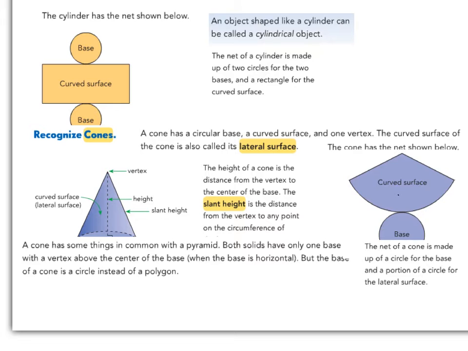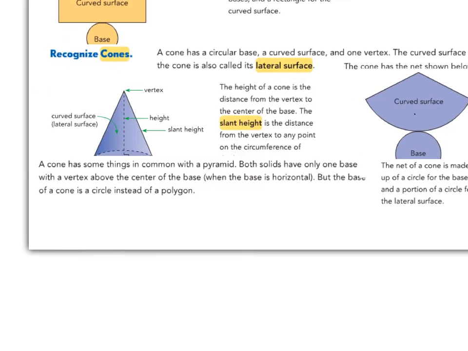Okay? A cone has some things in common with a pyramid. Both solids have one base with a vertex above the center of the base when the base is horizontal, but the base of a cone is a circle. So cylinders and cones have circular bases. Pyramids and prisms do not.